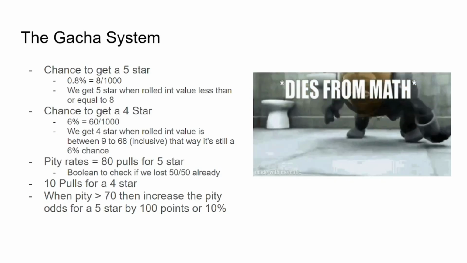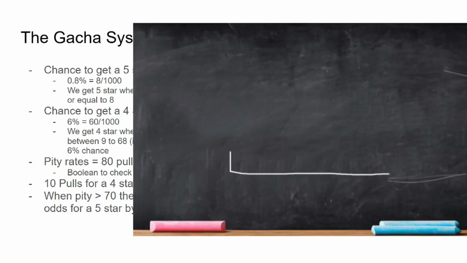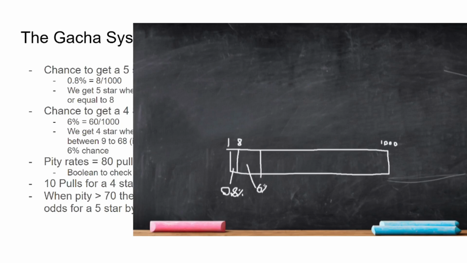Use integer numbers to represent the chances out of a number from 1000. We select a random number from 1 to 1000. If the number is less than or equal to 8, then you win a 5-star. If the number is between 9 and 68 inclusive, then you win the 4-star.